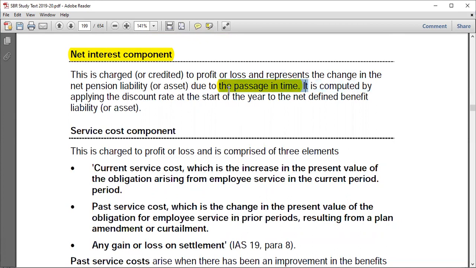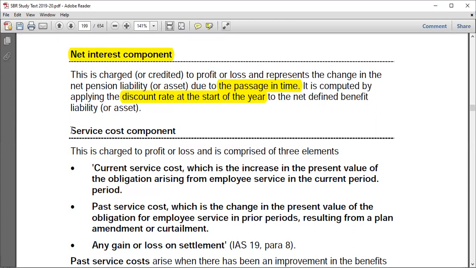It is computed by applying the discount rate at the start of the year to the net defined benefit liability or asset. It's a very important point here. I'm repeating, discount rate at the start of the year. Use the discount rate at the start of the what? Of the year, because it is based on that same liability or asset at the beginning of the year. So the discount rate should also be at the start of the year. In most questions, they give you two discount rates, at the beginning and at the end. So you have to use the one at the start.